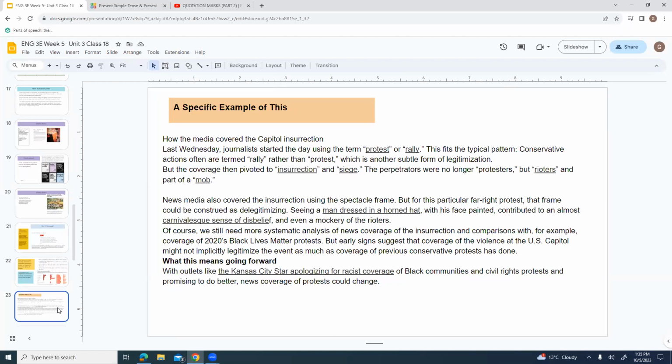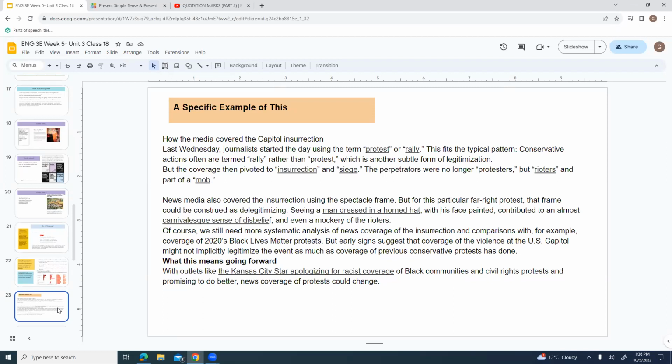News media also covered the insurrection using the spectacle frame. But for this particular far-right protest, that frame could be construed as delegitimizing. Seeing a man dressed in a horned hat with his face painted contributed to an almost carnivalesque sense of disbelief and even a mockery of the rioters.